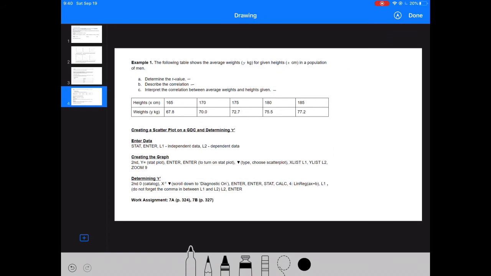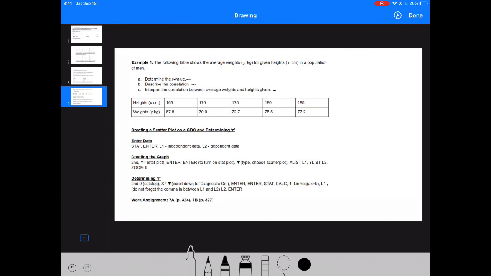This first example shows the average weights for given heights in a population of men, and we've got three things to do. The first one is to determine the R value, then to describe the correlation, and then finally to interpret the correlation between average weights and heights given. This is a very common question on IB exams, so you should be familiar with doing this on your GDC or your emulator, whichever you're using right now.